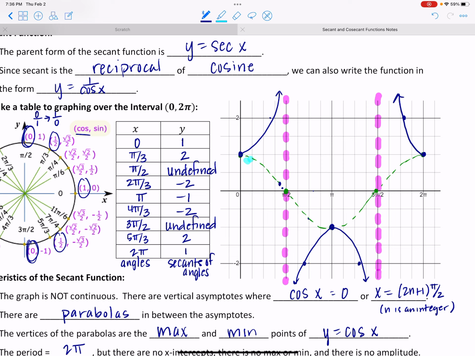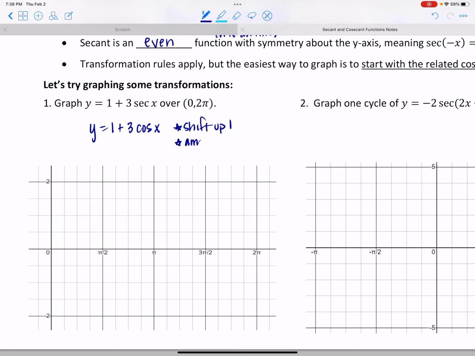And I know I'm going to have an amplitude of 3. And my period's not changing. My period's still going to be 2 pi. Everybody's okay with that, I'm hoping. So if I was to graph this, I'm going to shift my midline up to 1. There's that. That's going to be my reference line instead of my x-axis.